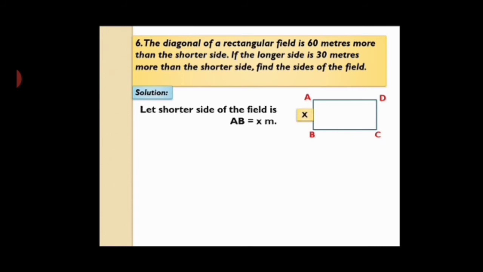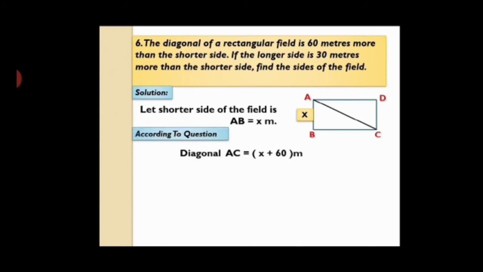Let the shorter side of the field, here AB, be x meters. Then according to the question, its diagonal will be x plus 60. It is given in the question 60 more than its shorter side, and the longer side will be x plus 30 meters. Again according to the question, the longer side is 30 meters more than the shorter side. Now student, we will apply this in triangle ABC.